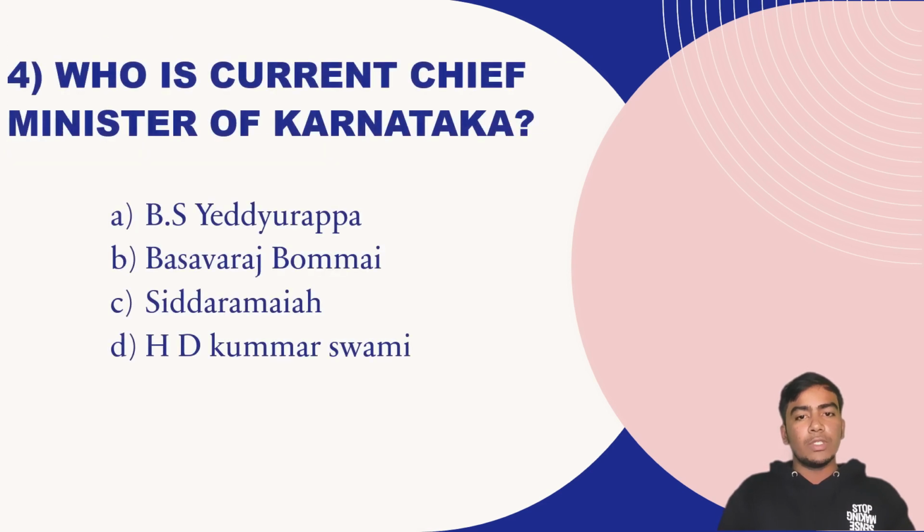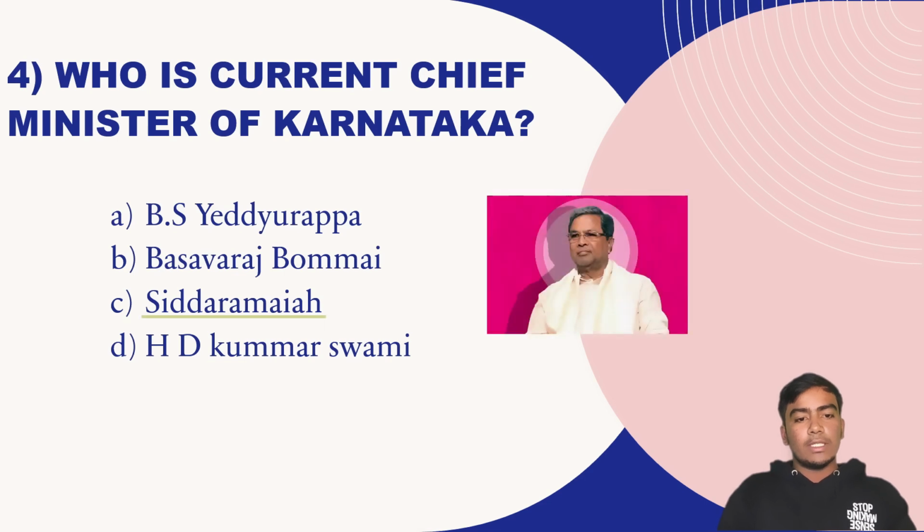The fourth question is: who is the current Chief Minister of Karnataka? The options are A, B.S. Yediyurappa; option B, Basavaraj Bommai; option C, Siddaramaiah; option D, H.D. Kumaraswamy. So the correct option is option C.